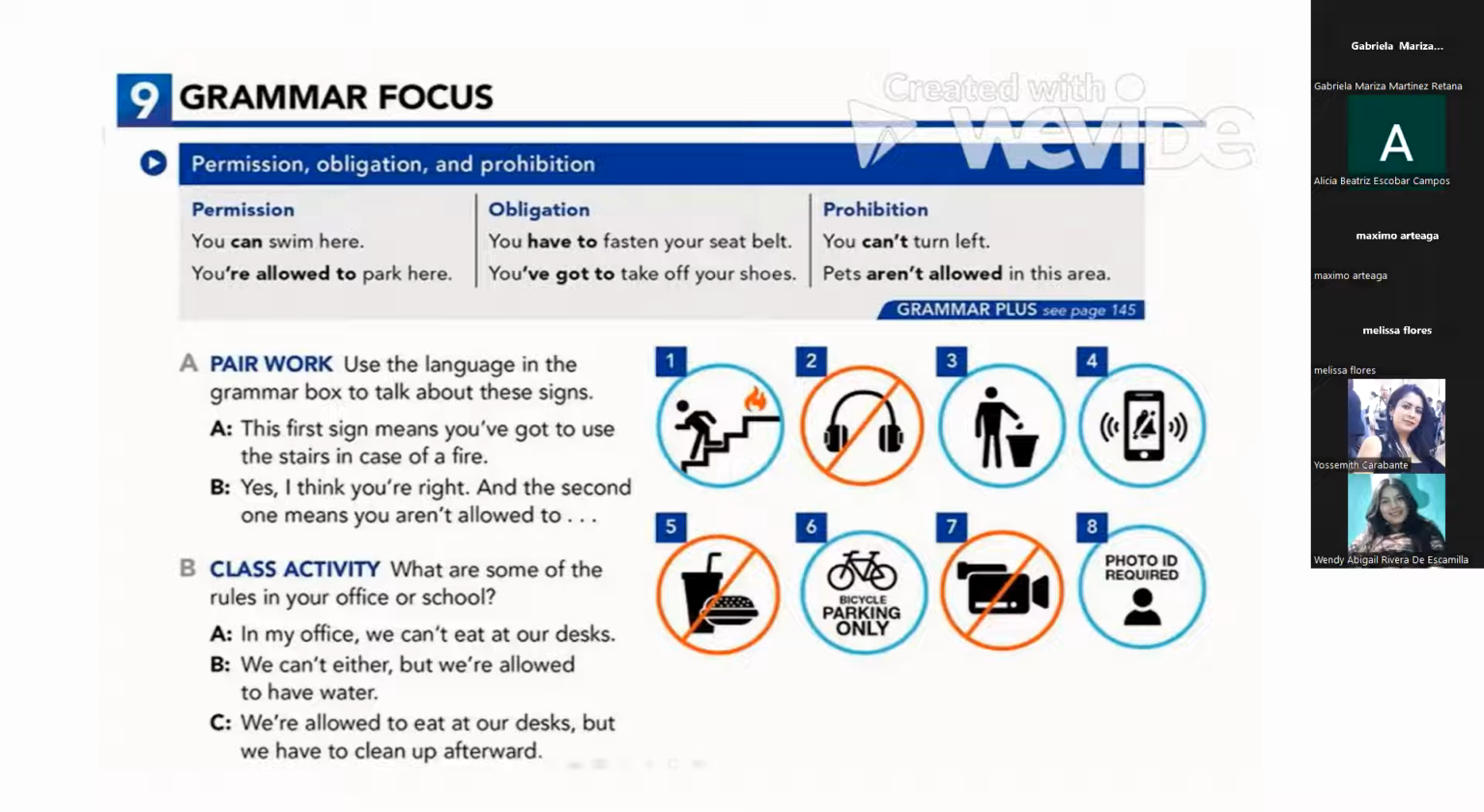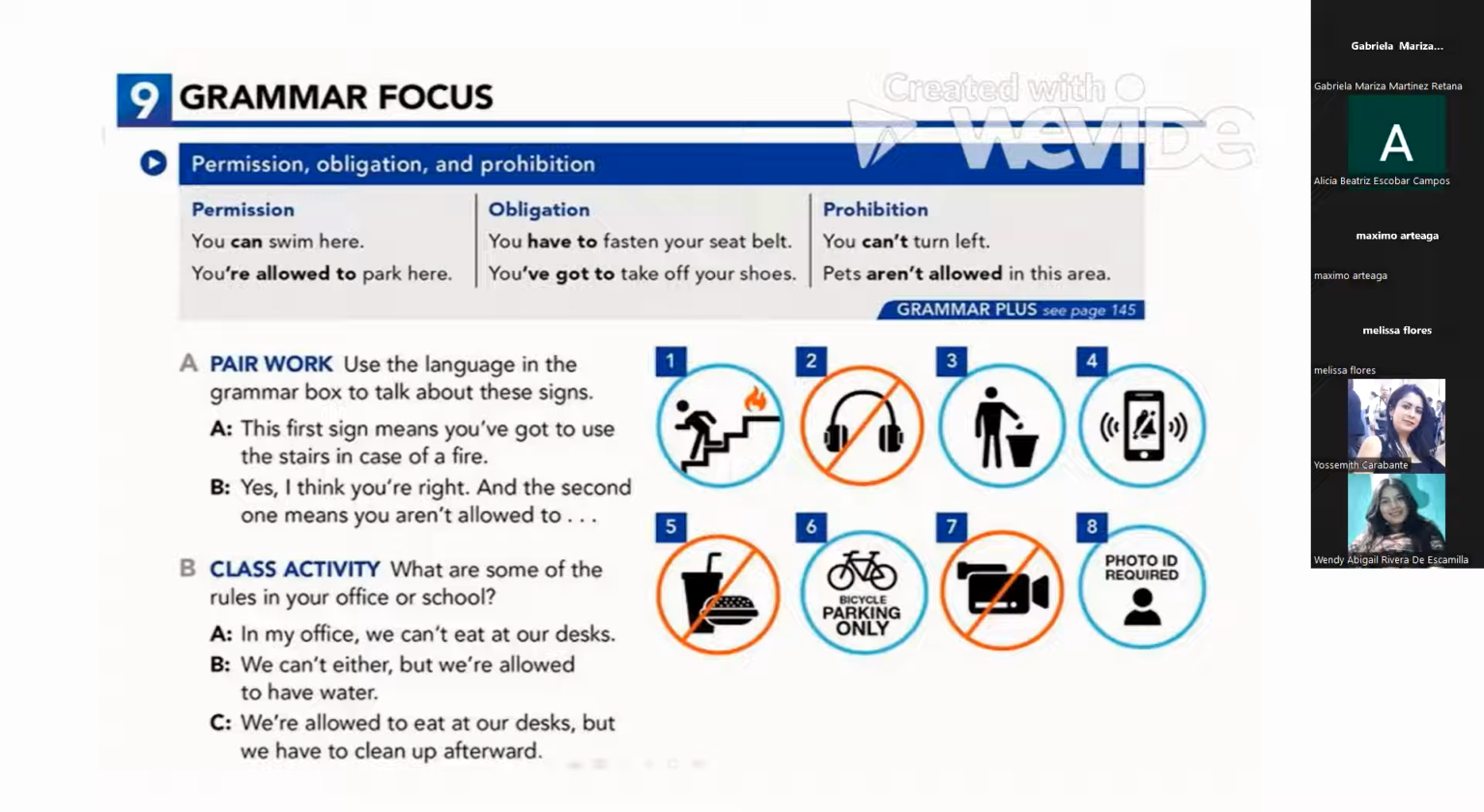Obligation, obligación. You have to, right? You have to do it. You have to fasten your seatbelt. Fasten your seatbelt. Abrocharse el cinturón, right? You have to do it. It's an obligation or you will have a ticket, right? Le van a poner una multa. You've got to, remember that is the contraction for have got to, right? You've got to take off your shoes. Se tiene que quitar los zapatos. Lo tiene que hacer. So that is an obligation. One is permission and another one is obligation.